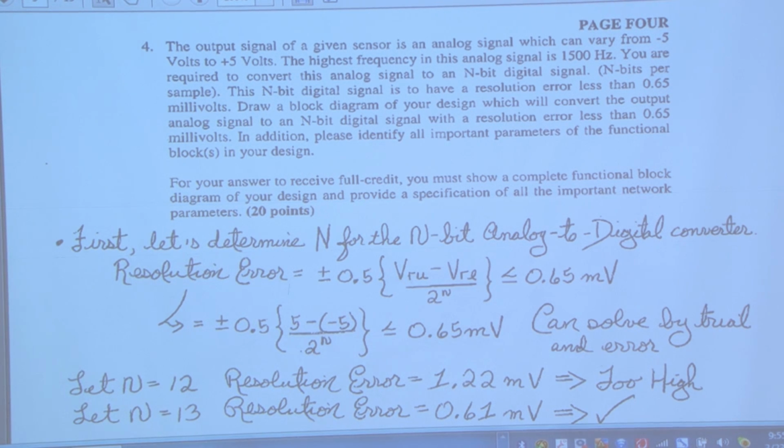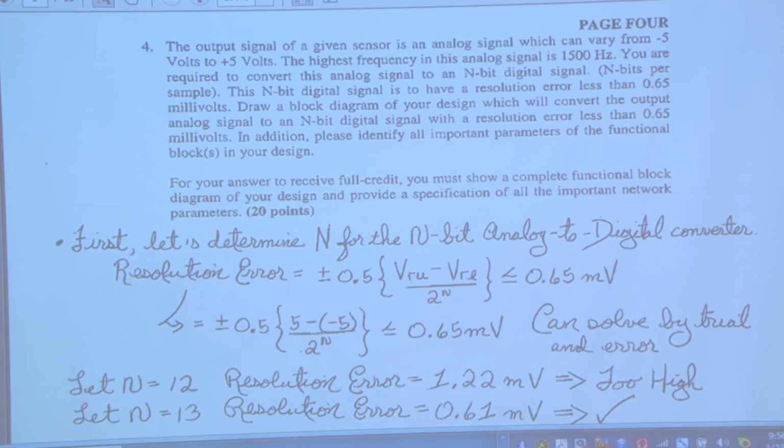Great. It says we also want to have a resolution error of less than 0.65 millivolts. Ooh, draw a block diagram. I didn't know we had to draw block diagrams. Draw a block diagram of this system, and tell me everything that's important.